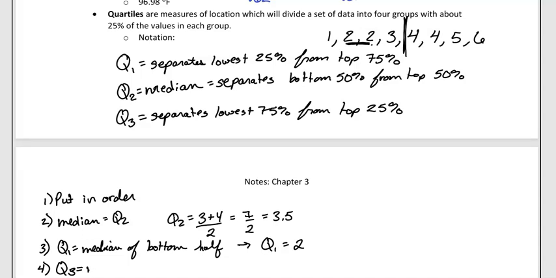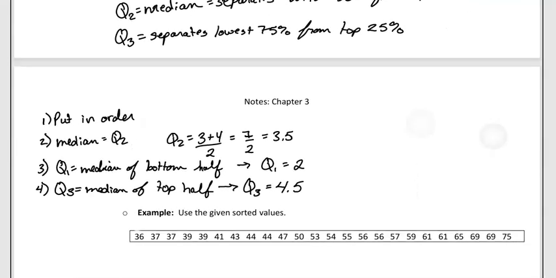Quartile 3 is going to then be the median of the top half of the data. So I'm looking at this top half here. The median is going to be the number in the middle. In this case, my quartile 3 is what's going to live between 4 and 5, which is going to be the value 4.5. So there's my quartiles.